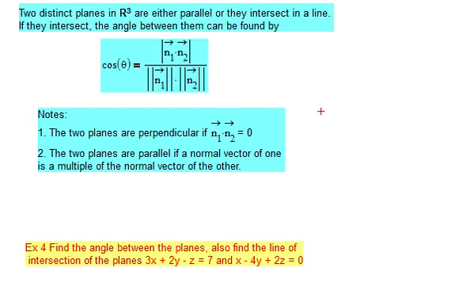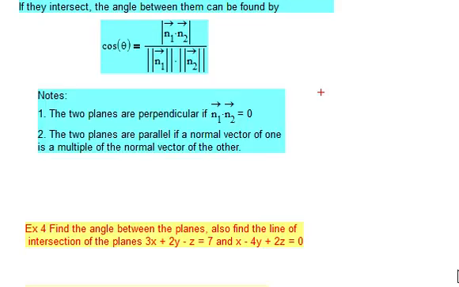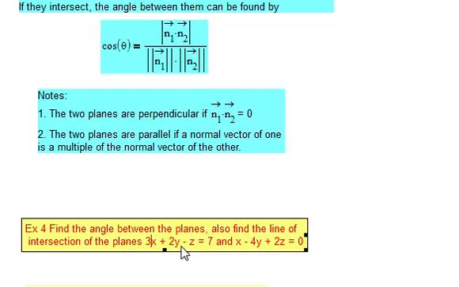And my example is going to be this. Find the angle between the planes. Also find the line of intersection of the planes. That's a harder problem. But finding the angle between the planes shouldn't be too terribly bad. Okay, we need to find the angle between these planes. Well, one normal vector would be 3i plus 2j minus k. One normal vector would be 1i minus 4j plus 2k.